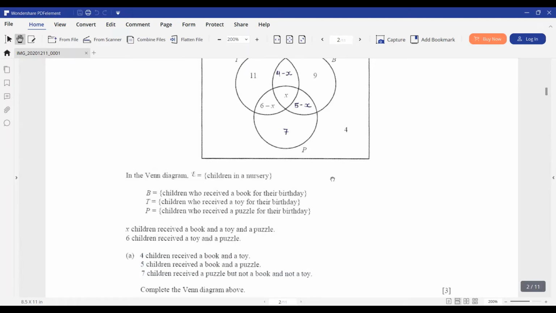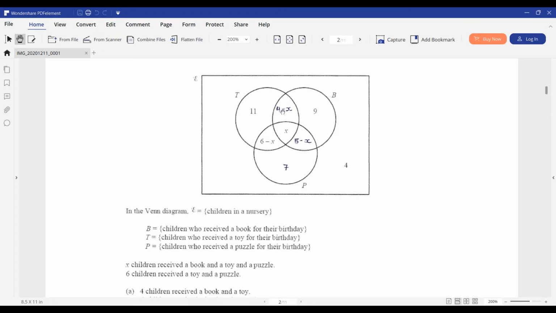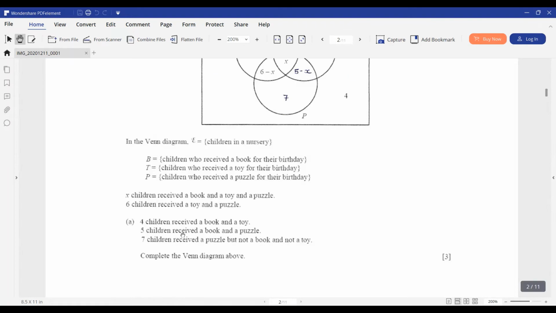So 4 children received a book and a toy. A book and a toy is shared, so it should fall in this intersection. So we're going to write 4 minus x. The reason we write minus x is so that we can follow the trend. The trend here is that 6 children received a toy and a puzzle, and it says 6 subtract x. So we're going to do the same thing. So 4 subtract x.